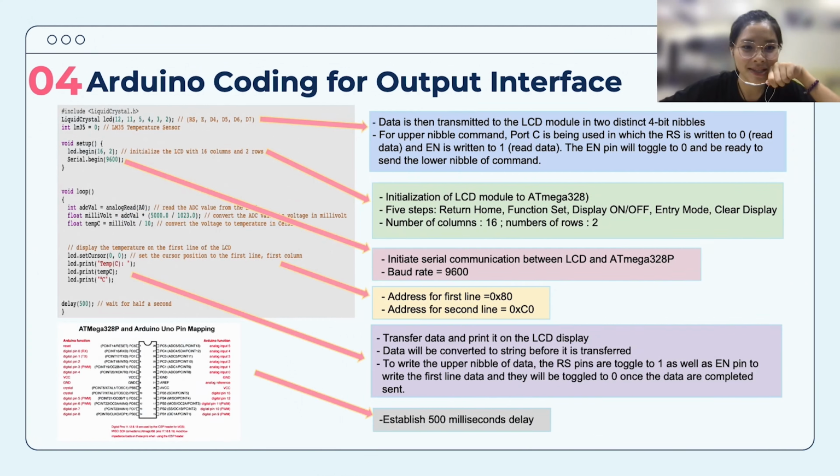Next, I'll present the Arduino coding of the system for the output interface. The first line indicates that we have declared D4, D5, D6, and D7 as our data lines.